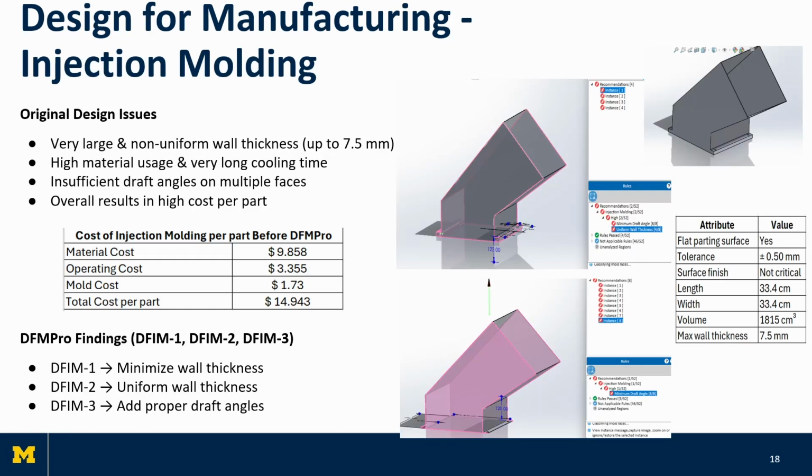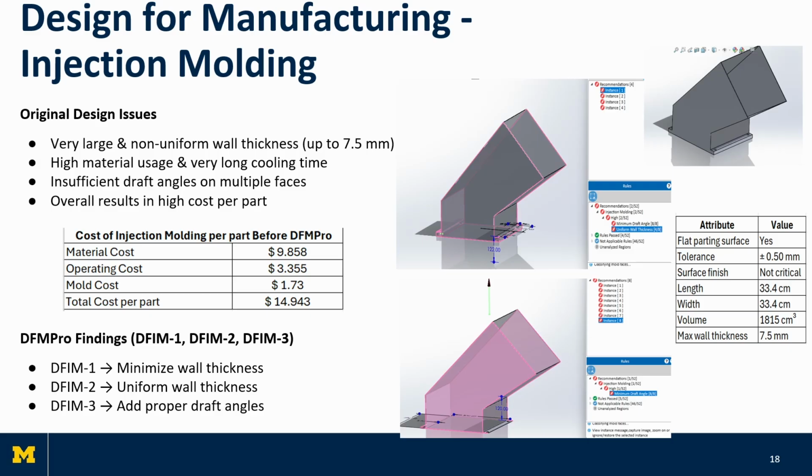In this section, we look at the DfM analysis for the injection molded feed hopper and top bracket. The original design had two major issues. First, the wall thickness was very large and non-uniform, reaching 7.5 millimeters, which increased material usage and cooling time. And second, several faces lacked proper draft angles, making mold release more difficult. Because of this, the initial cost per part was about $14.94.